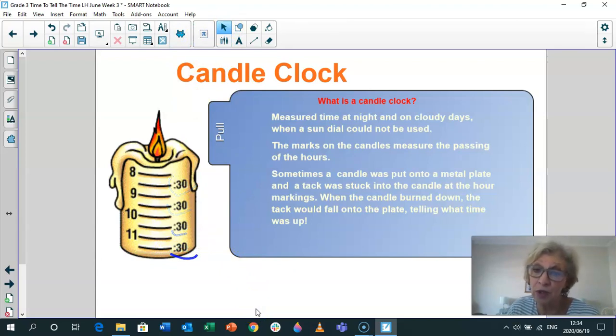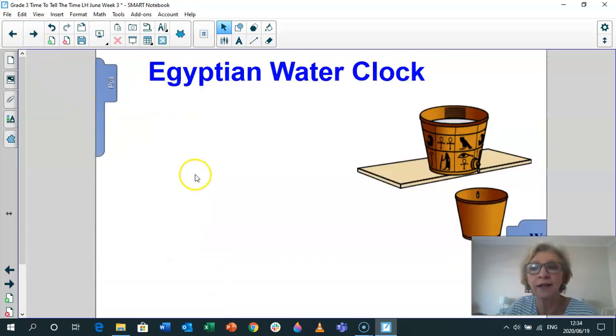Sometimes a candle was put onto a metal plate, and a tack or a little metal nail was stuck into the candles at the hour markings. And when the candle burnt down, the tack would fall onto the plate, telling what time was up. How clever is that, grade 3s? Maybe you can invent something one day.